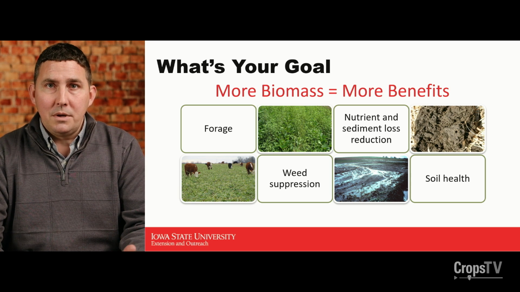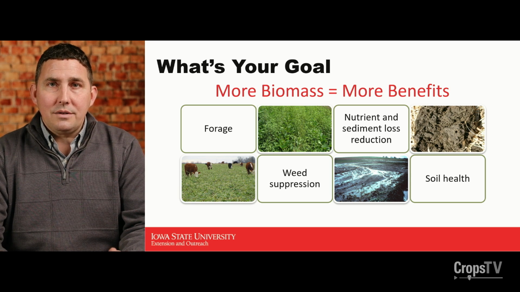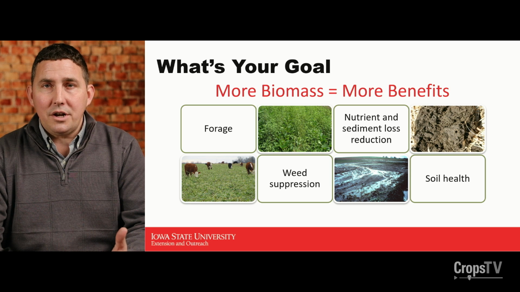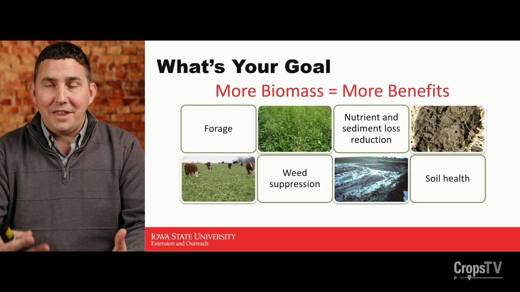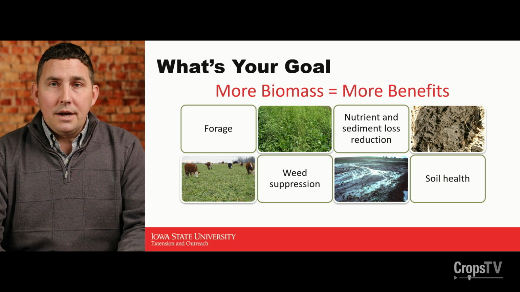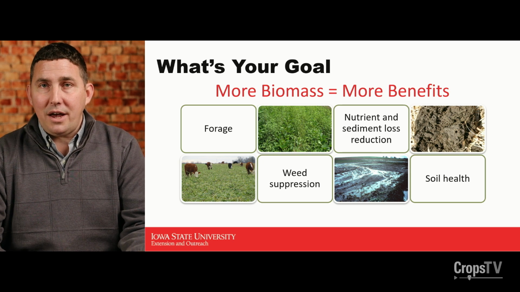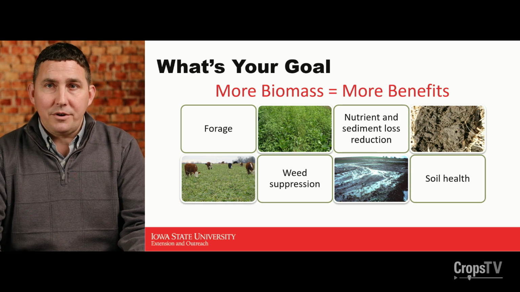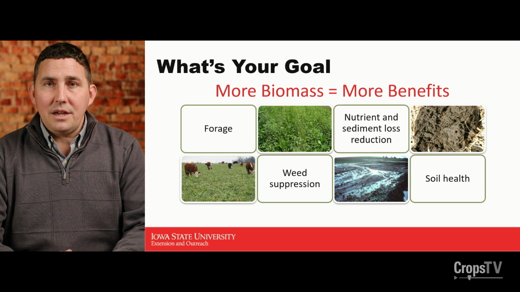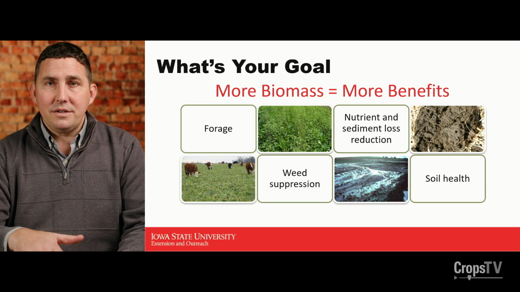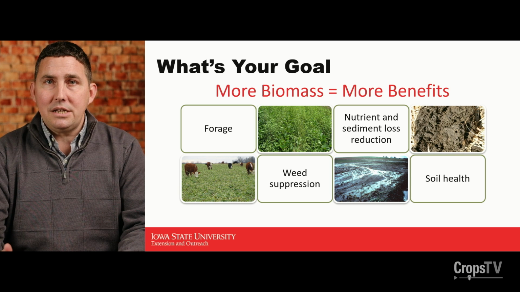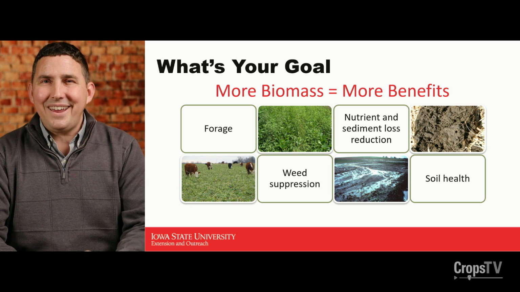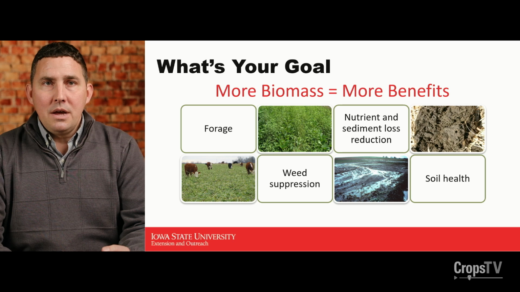Thinking through that, with something like nutrient and sediment loss reduction, or even soil health, you're not getting a direct return on the investment of that cover crop establishment, right? And you don't want to have a negative impact on the corn crop or even the soybean crop in dry years. Then we have to start thinking about, okay, where is that tipping point? Where's the amount of biomass that we need to get those benefits without having the negative impacts?